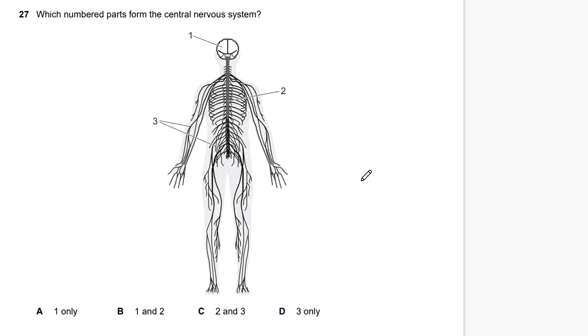Which numbered parts form the central nervous system? Number 1 is the brain, and number 2 is the spinal cord. So the correct answer for this is letter B. Why not 3? 3 is actually what we call the peripheral nerves.